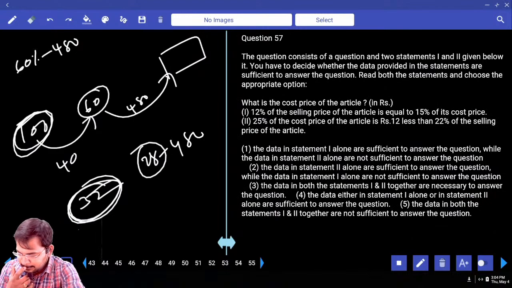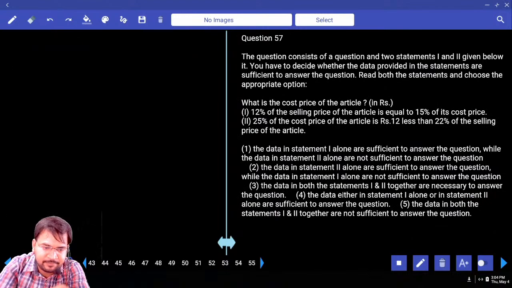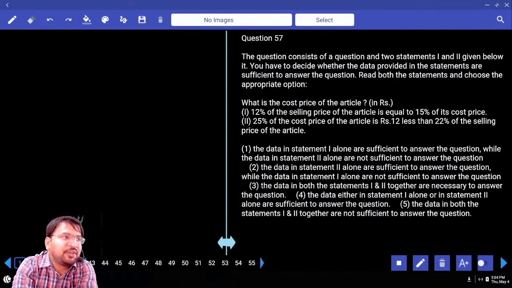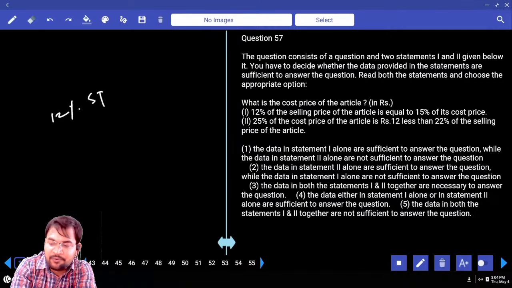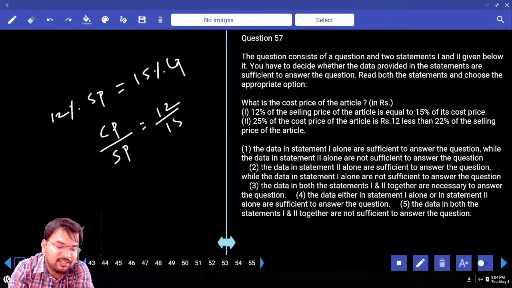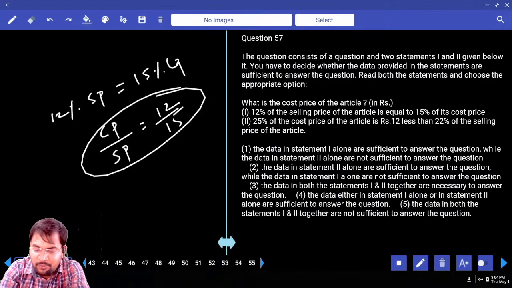Next question number 57. What is the cost price of the article? 12% of the selling price of the article is equal to 15% of the cost price. Then is it possible? You will get only a ratio here. Cost price by selling price is equal to 12 by 15. Is it possible? No, only one is not possible.